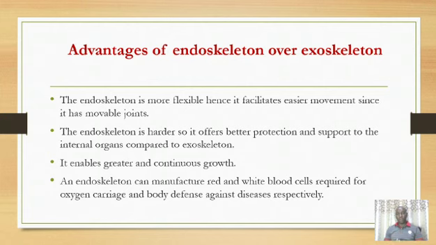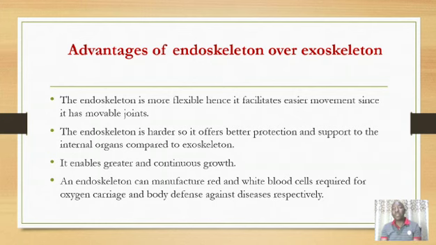The exoskeleton is softer, is not as hard as the endo. Therefore, it does not offer greater or better protection to the inner organs. The exoskeleton does not allow greater or continuous growth. The exoskeleton does not manufacture red blood cells, neither does it manufacture white blood cells. Yet the endo manufactures those. Therefore, the advantages of the endoskeleton are the disadvantages of the exoskeleton.